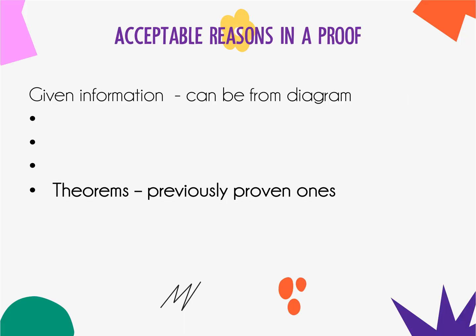All right, acceptable reasons in a proof. What is a good reason that I can use? What can I use when I'm writing out a proof? My reasons, which is my column to the right. One is given information. Sometimes you're not always going to be given the information in the statement, but it can be shown in the diagram, like we did last class with that last slide. That given information was in the diagram.